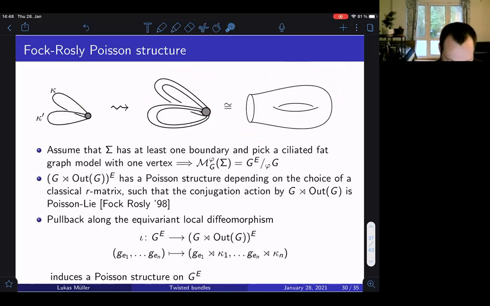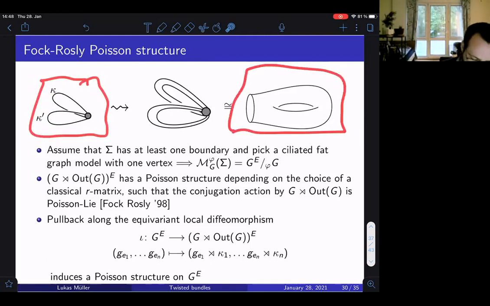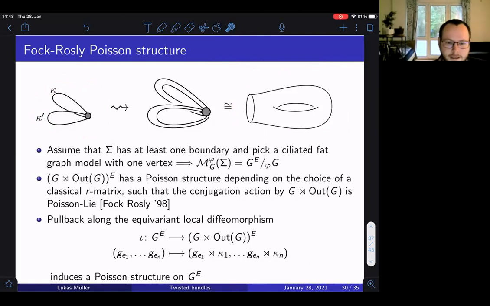And now, as I said, I'm changing conventions again a bit, sadly. So the Out G bundle can be described by just assigning an outer automorphism to every edge. The fundamental group of this graph here is the same as the fundamental group of the surface over here, and it's free on two generators. So I just need to assign two elements to it, and then the moduli space of twisted bundles can be described by also just assigning two elements to every edge.